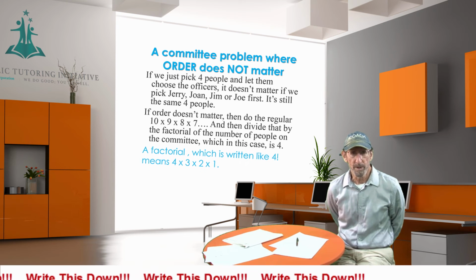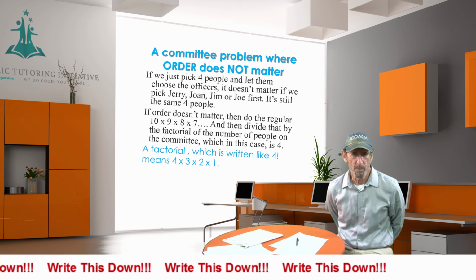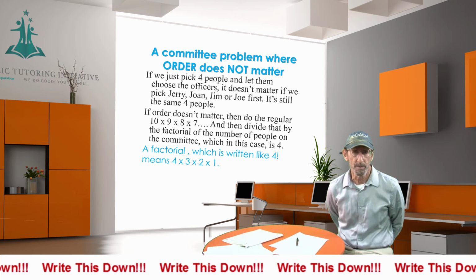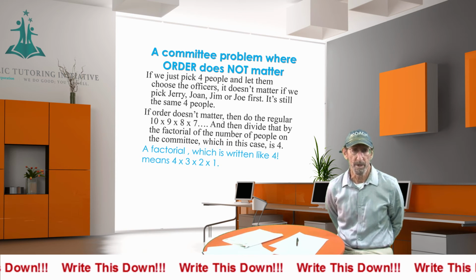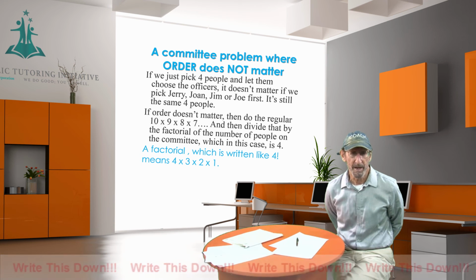All right, let's review what a factorial is. It's written 4 with an exclamation mark, and it's equal to 4 times 3 times 2 times 1. Just make that adjustment, and you'll get the answer right.